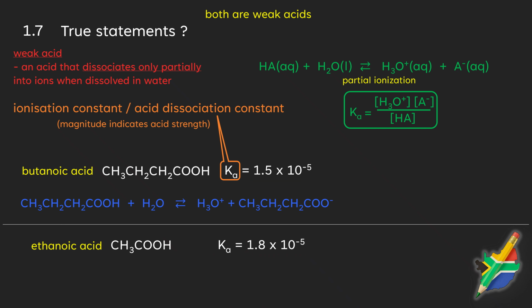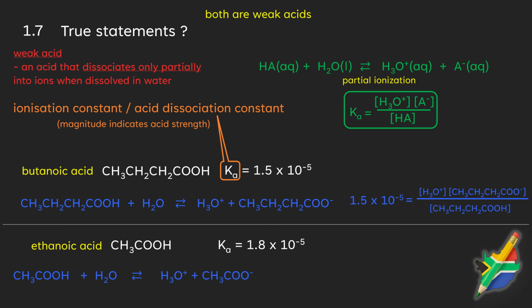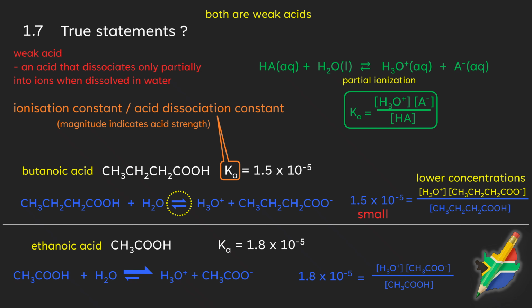This is the equation for the ionization or dissociation of butanoic acid, and this is its acid dissociation constant expression. Then here is the equation for the ionization of ethanoic acid with its Ka expression. Since butanoic acid has a smaller Ka value than ethanoic acid, this tells us that butanoic acid dissociates or ionizes to a small degree, and so the concentrations of its ions in the products are low.